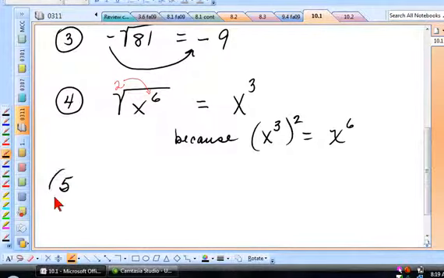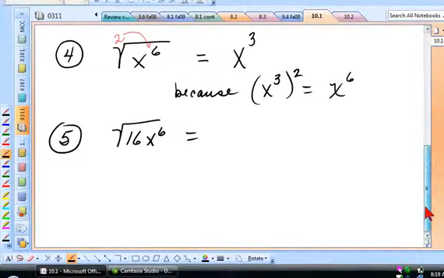Number 5. It says, what's the square root of 16x to the 6th? Well, we can do it factor by factor. What's the square root of 16? And the square root of x to the 6th? X to the 3rd.